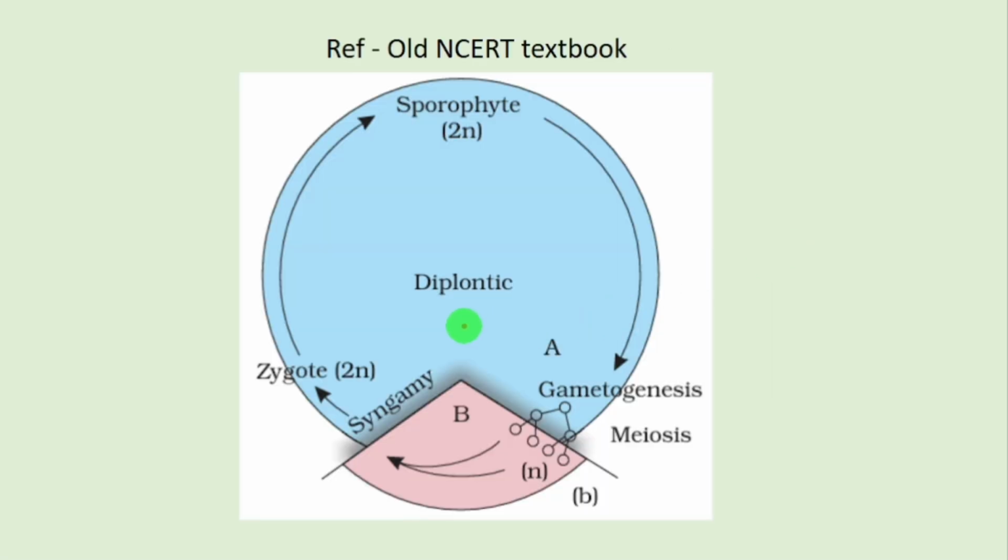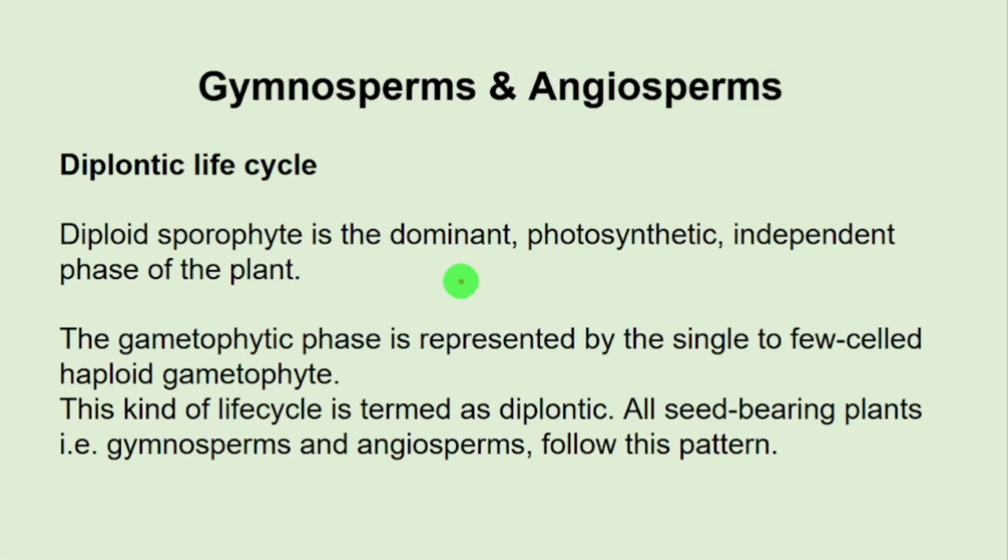And then finally, the diplontic life cycle, where you can see the sporophyte dominates. The diploid phase dominates. The diplontic life cycle is seen in gymnosperms and angiosperms. The diploid sporophyte is the dominant, photosynthetic, independent phase of the plant. The gametophytic phase is represented by a single to few celled haploid gametophyte. So this kind of life cycle is termed diplontic. All seed bearing plants, gymnosperms and angiosperms, follow this pattern.